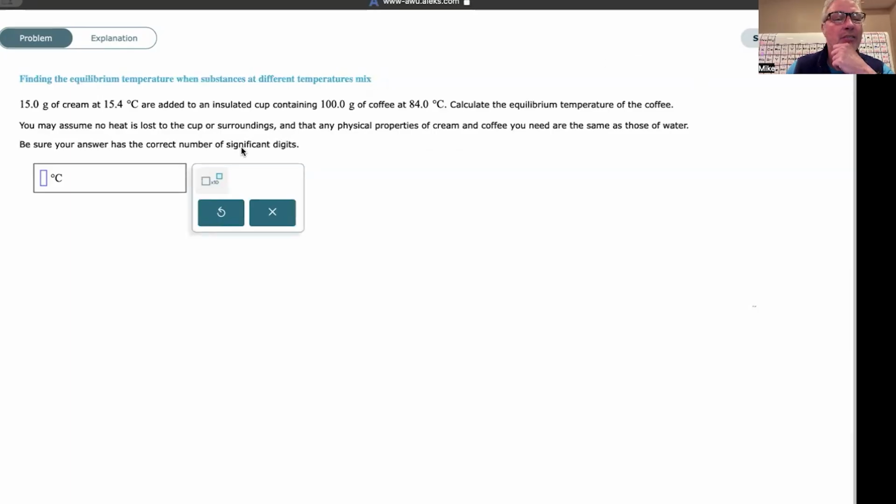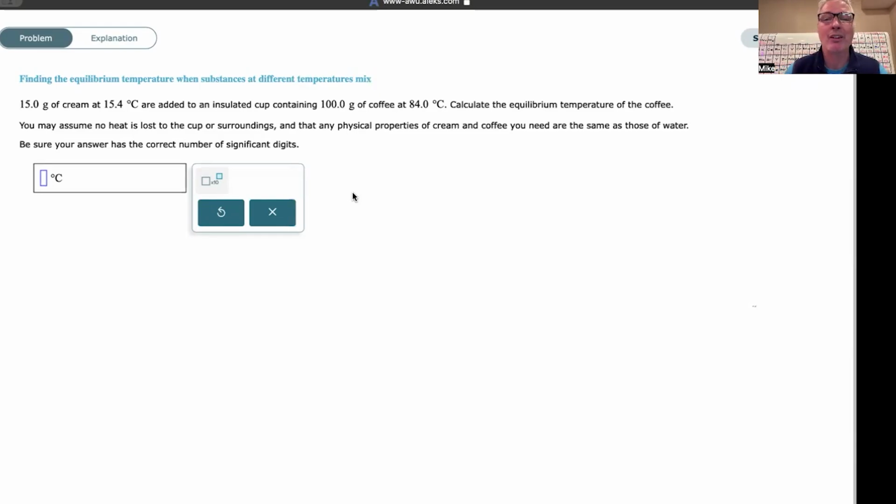Okay. 15 grams of cream added to 100 grams of coffee. Okay, cool. Finals week, you go to the coffee shop, you do this, right? You get a little gizmo of cream. Actually, if you go to the fancy places, they put it in for you. No, you say, I want room for cream, and then you put your cream in. Cream's cold, I hope it's cold, 15.4 degrees Celsius is the cream in the coffee.